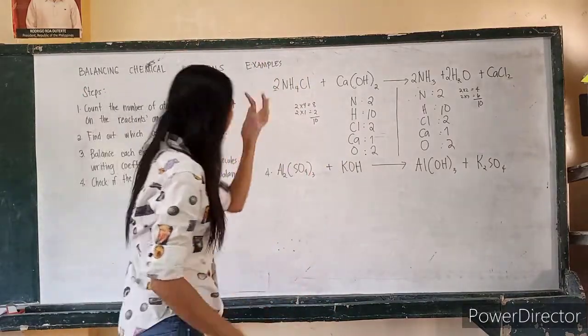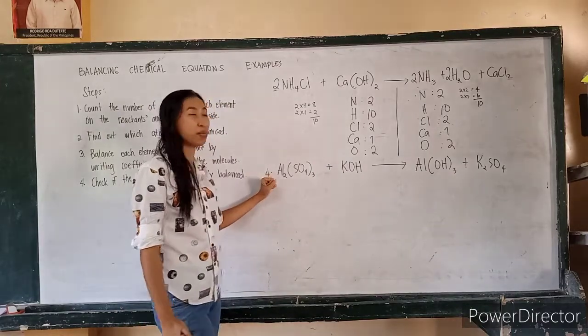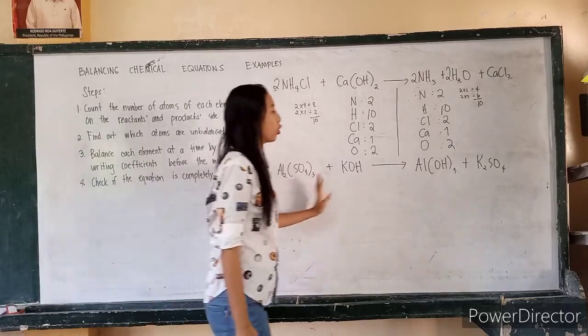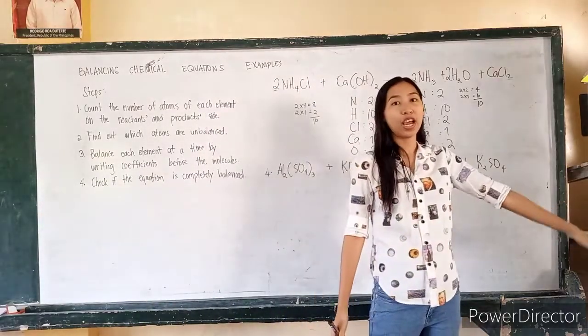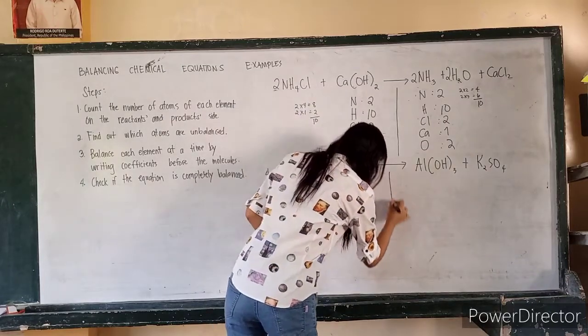Now, let's proceed with our last one. It is a bit more complicated because there are two with parentheses, either on the reactants side or on the products side. So, let us try and answer this problem.